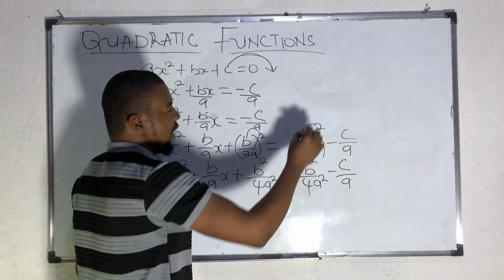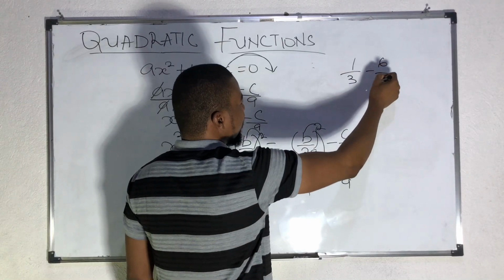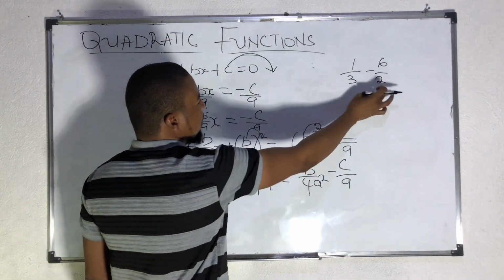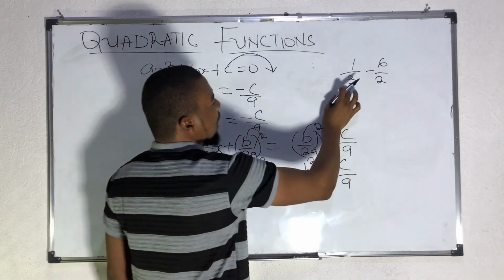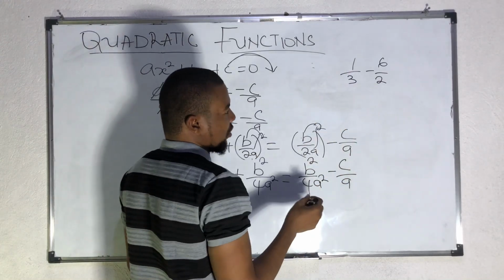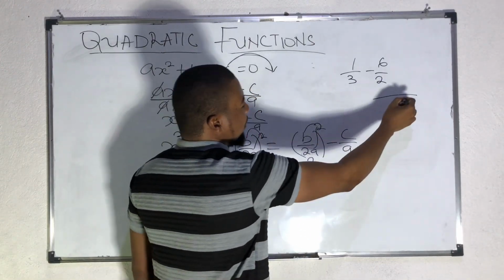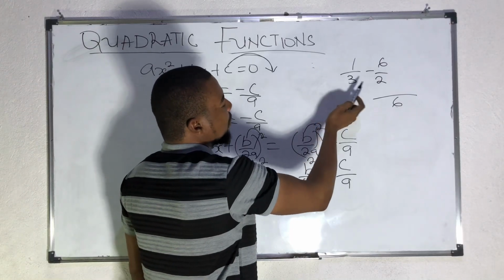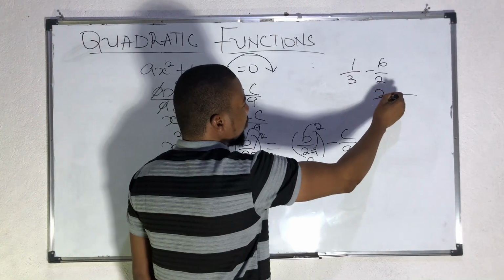This is just like when you have 1 over 3 minus 6 over 2. Okay, they are not the same. They don't have the same denominator, so you cannot subtract them directly. But we can use the LCM of 3 and 2 to write this into a single fraction. How do we do that? We simply say the LCM of 3 and 2 is 6. Then we say 6 divided by 3 will give us 2. 2 times 1 is 2 minus.